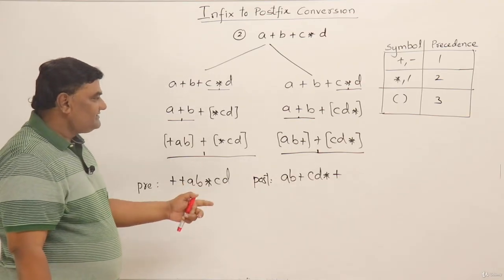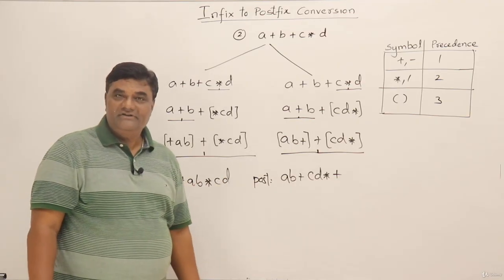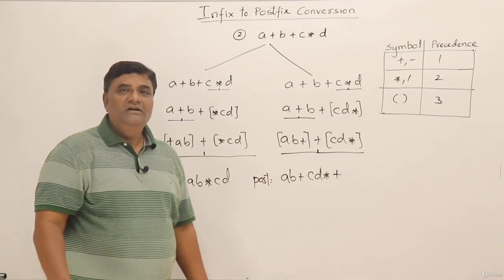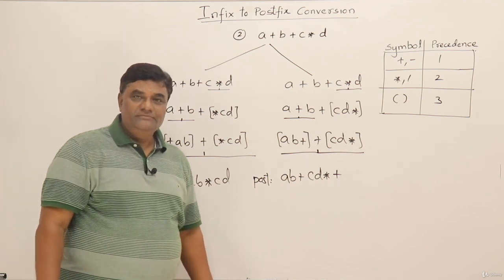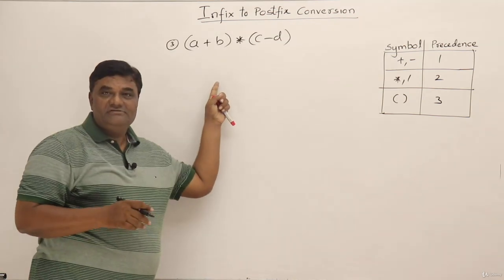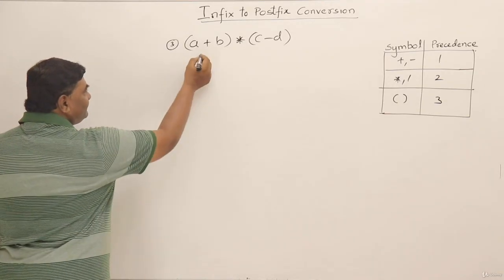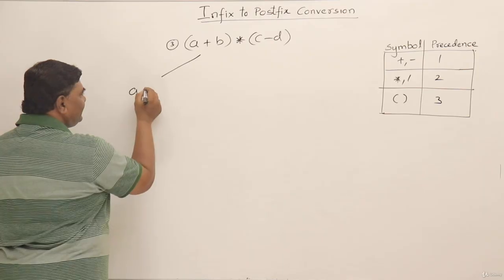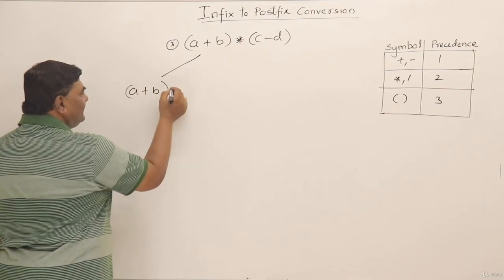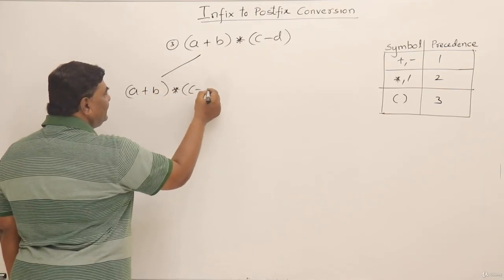So I have taken one more example and shown you how to convert into prefix and postfix. I'll take a few more examples and show you. Next expression, this is already having brackets, converted into prefix. First prefix, so I'll write the expression once again, (A plus B) star (C minus D).